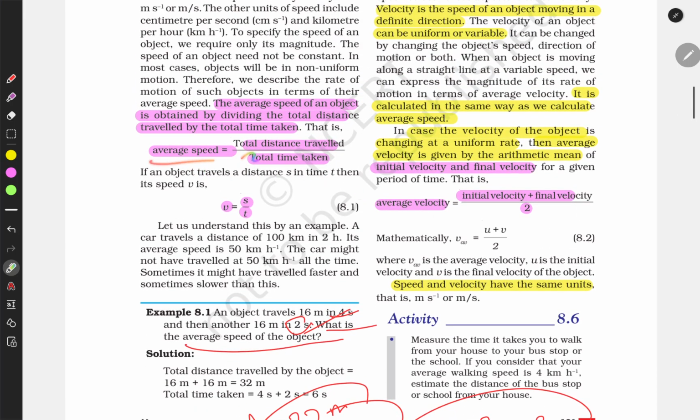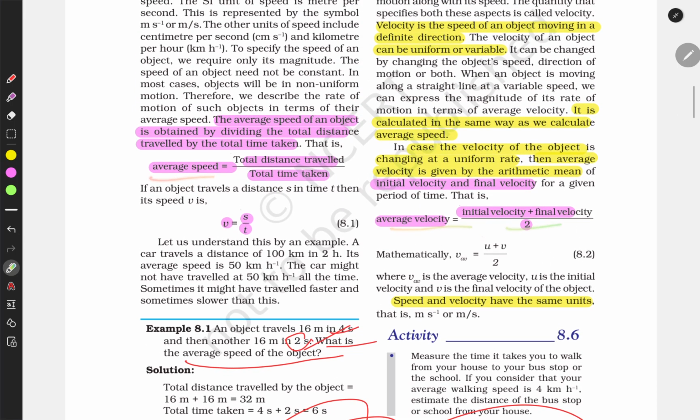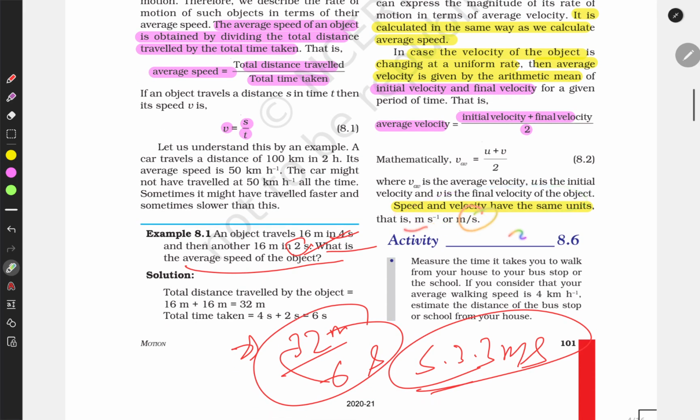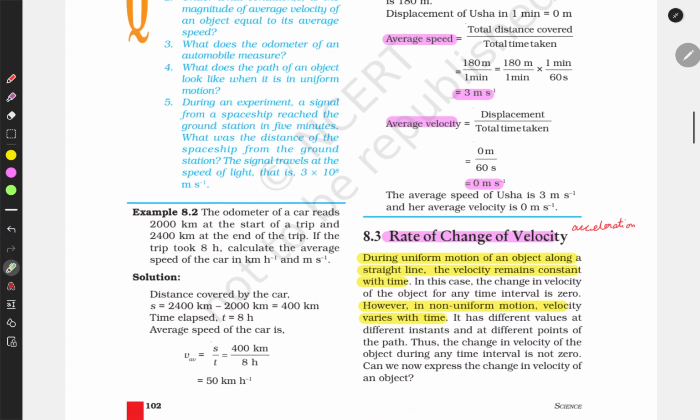Average speed and average velocity are calculated in the same way. Speed and velocity have the same unit, which is meters per second.